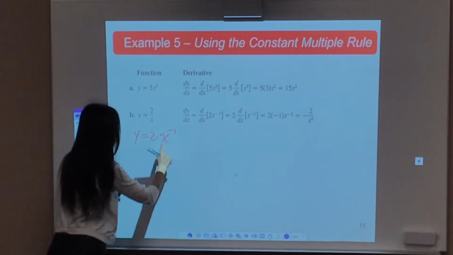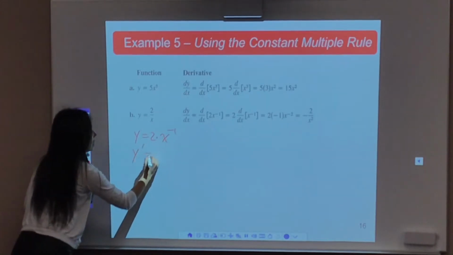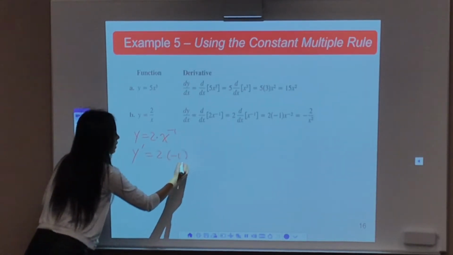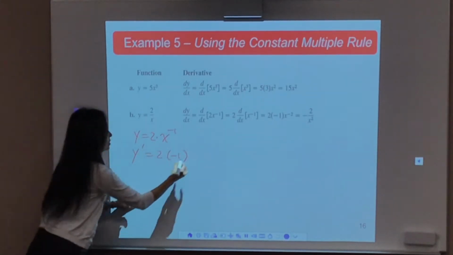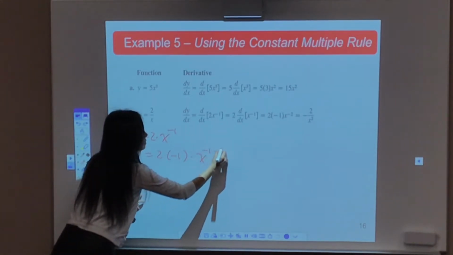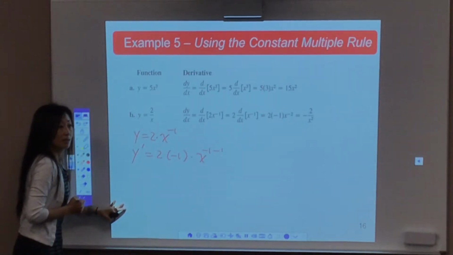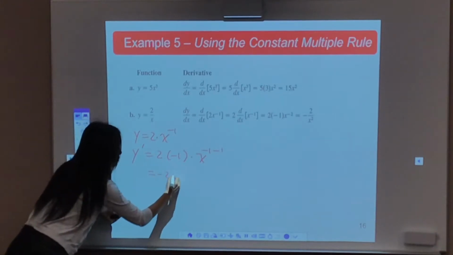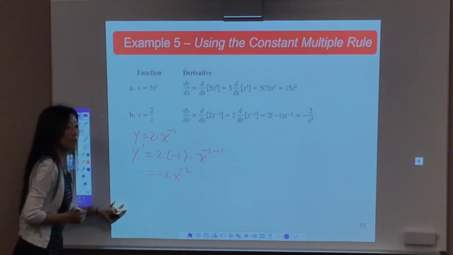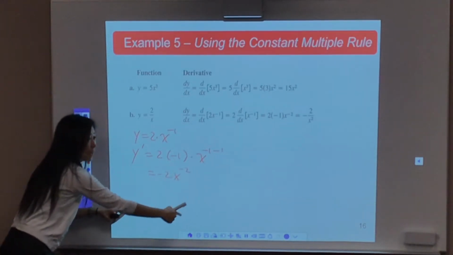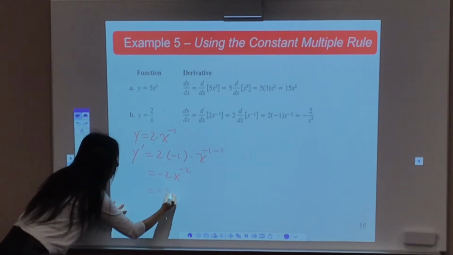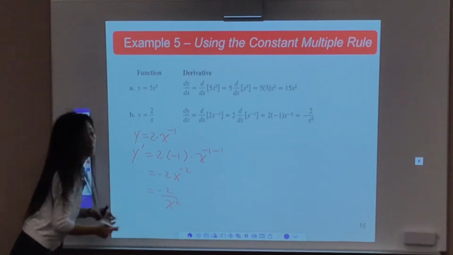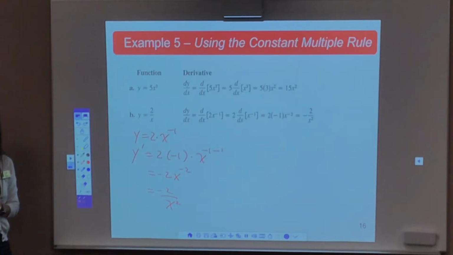If this is confusing, just look at this one now. y prime is what? 2 times negative 1, right? Bring down negative 1 times x to the negative 1 minus 1. Okay, what do you have then? Negative 2 x to the negative 2. Since it's a negative, try to put it into where? Denominator. Does it make sense to you now?